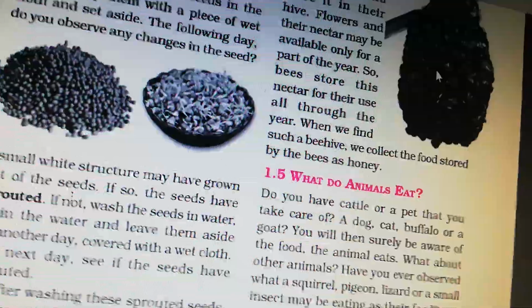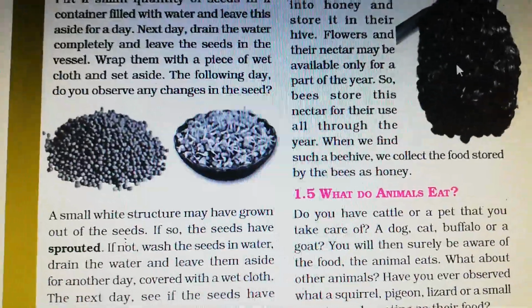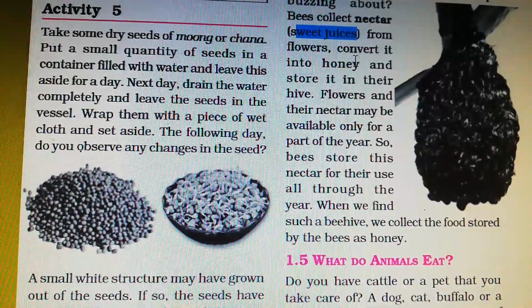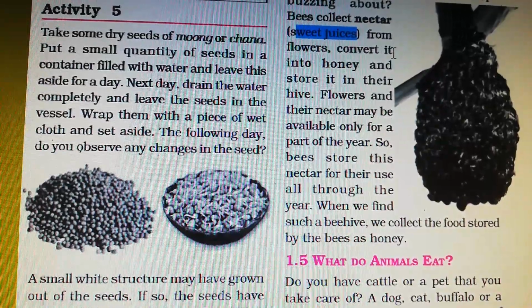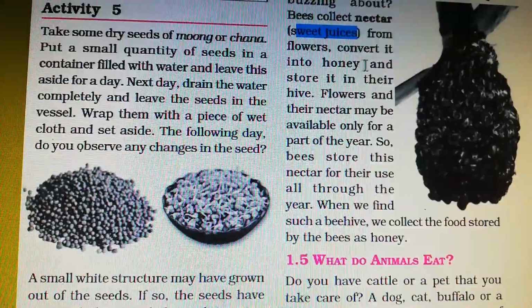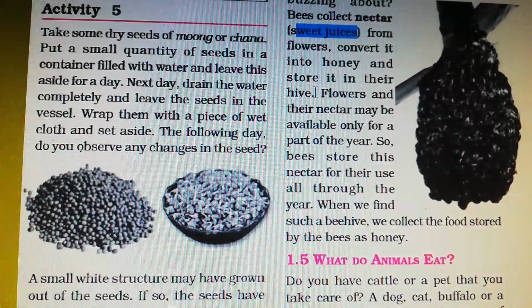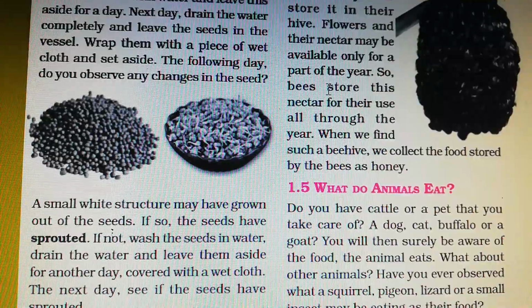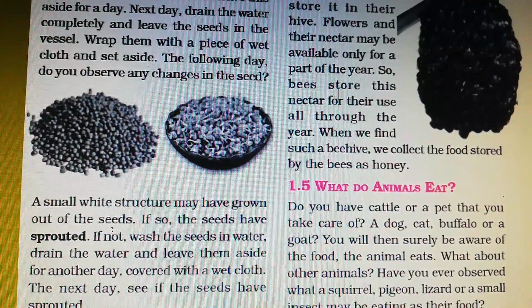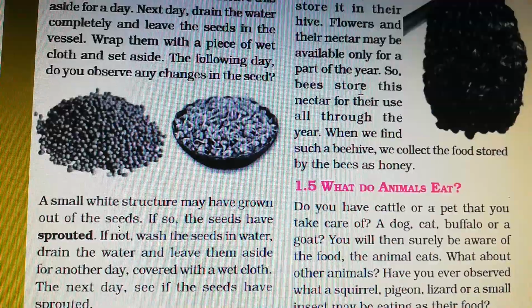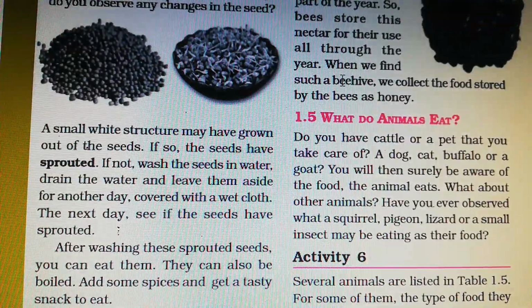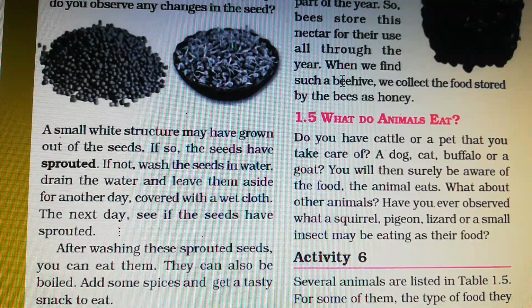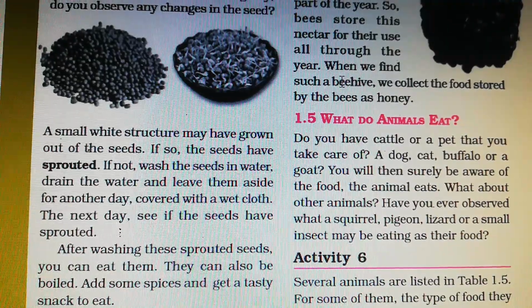What does the bee do? Bees go and suck the nectar from the flower, and then they convert that nectar into honey and store it in the hive. The flowers and their nectar may be available only for part of the year. So bees find and collect the food and store it for the whole year.